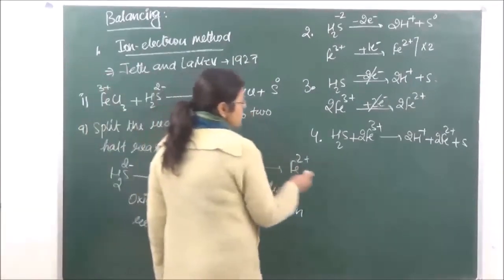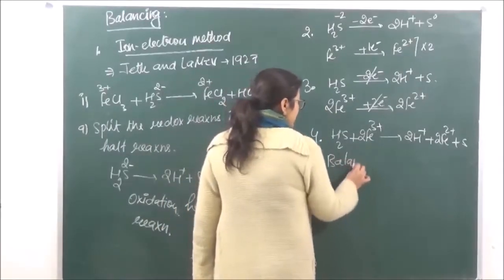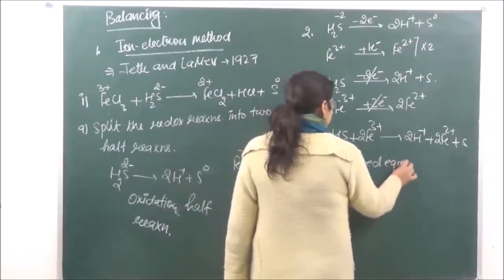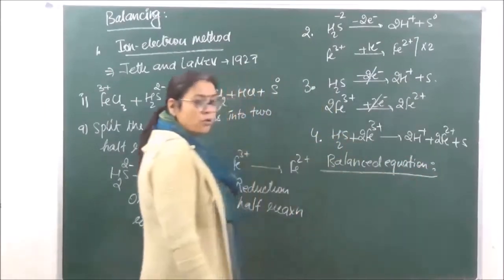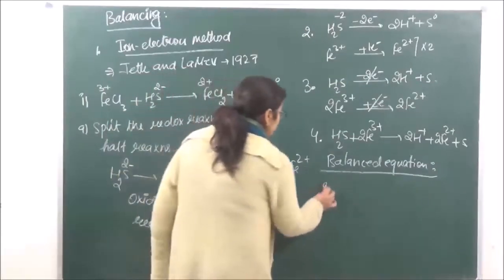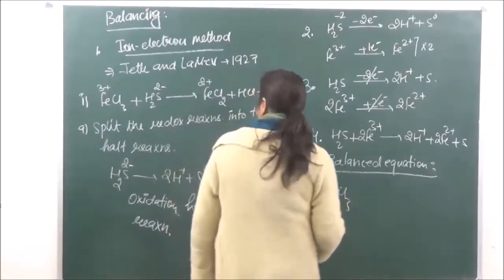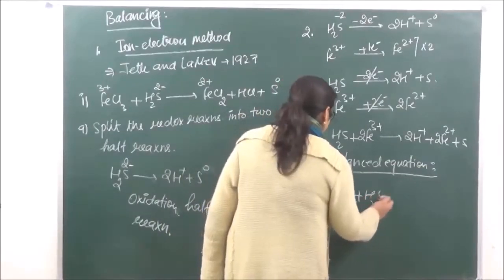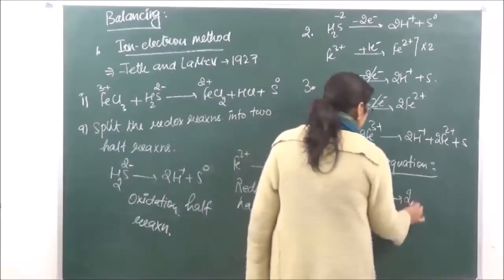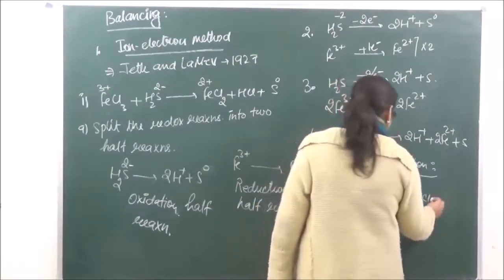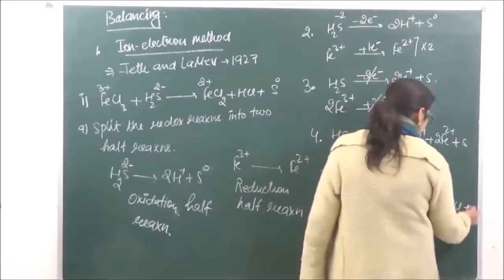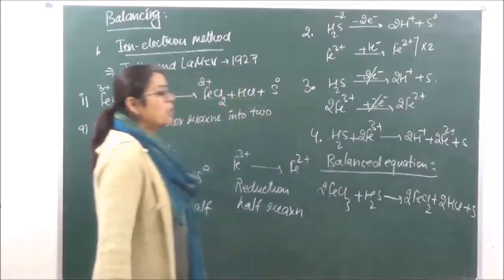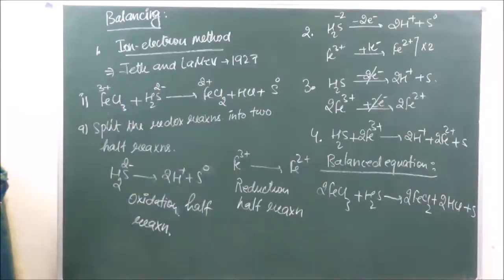So according to this, if we are writing the balanced equation in the molecular form, that is going to be 2 FeCl3 plus H2S to give us 2 FeCl2 plus 2 HCl plus S. So this is going to be the balanced molecular reaction. Is it clear? So this was a simple reaction which we have taken over here.